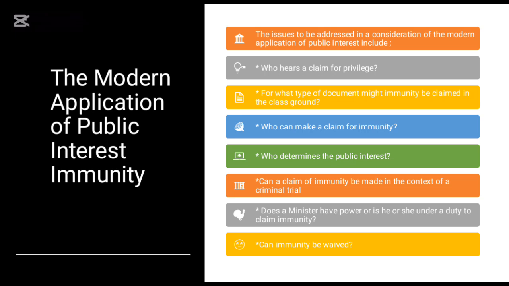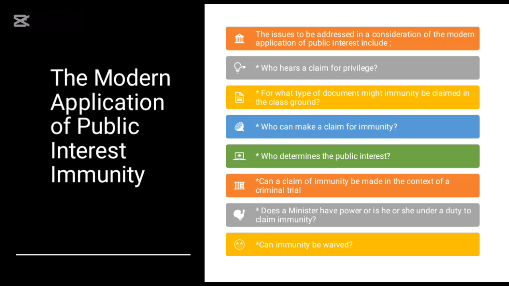Then the fifth issue is, can a claim for immunity be made in the context of a criminal trial? Yes, it can. However, the court will need to weigh the importance of the evidence in the trial against the public interest of withholding it.